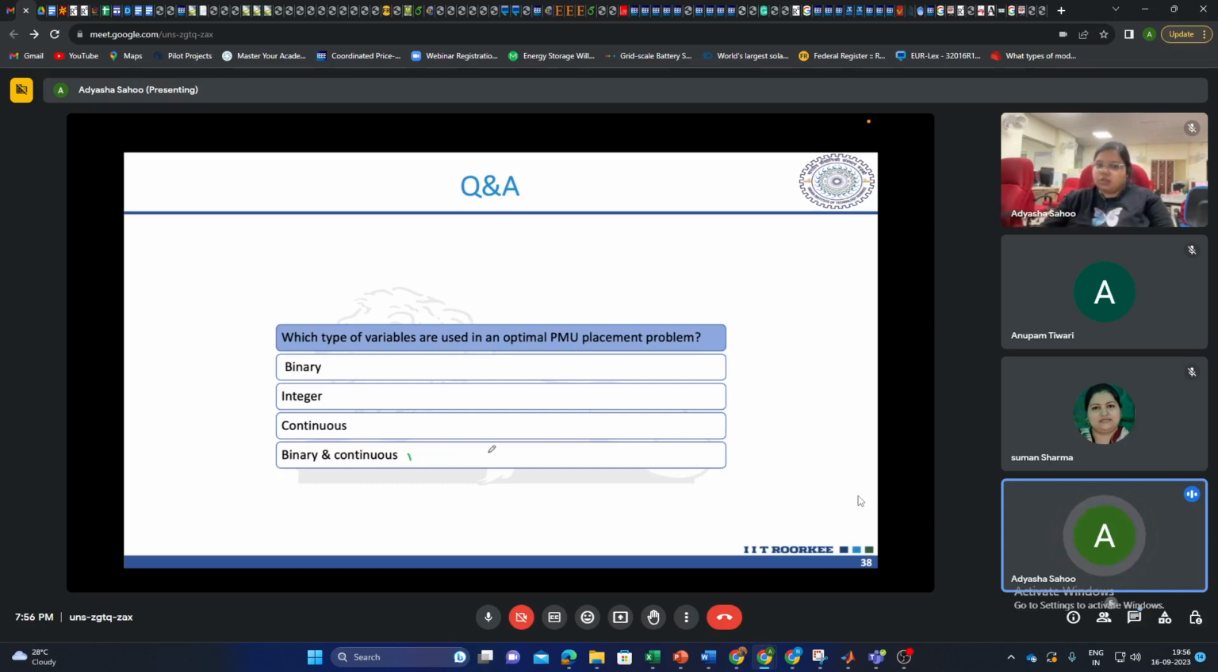So in the optimal PMU placement problem we discussed, there was a binary variable X, but there are also continuous variables like PG, PIJ, delta IJ, delta I. So these are continuous, and the decision whether the PMU is to be installed or not, that was binary. So the correct answer is binary and continuous.